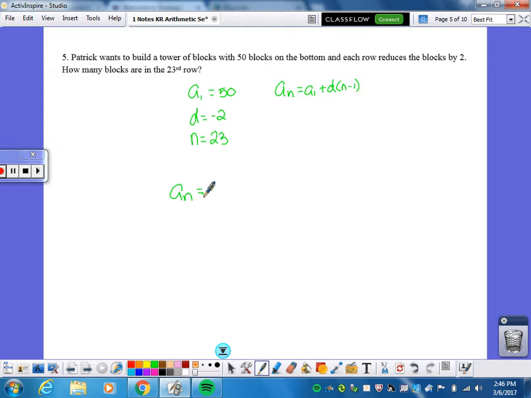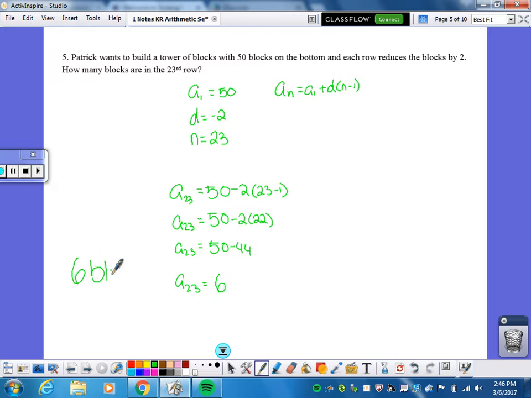A sub n is equal to 50 minus 2, 23 minus 1. A sub n is equal to 50 minus 2 times 22. I'm going to change this to actually a sub 23 because that's the value that we're finding. So then we have a sub 23 is equal to 50 minus 44. And our final answer is a sub 23 is equal to 6. So our answer is 6 blocks.